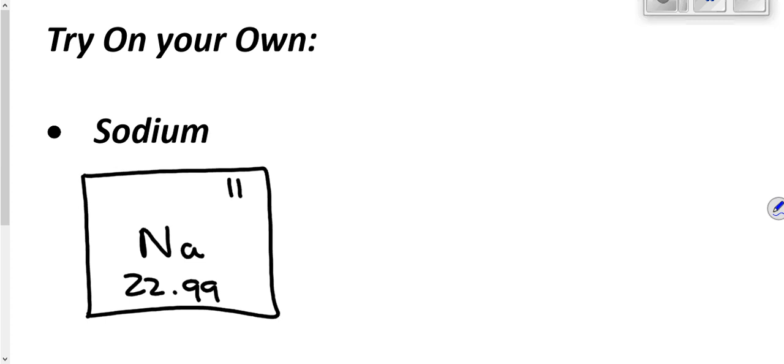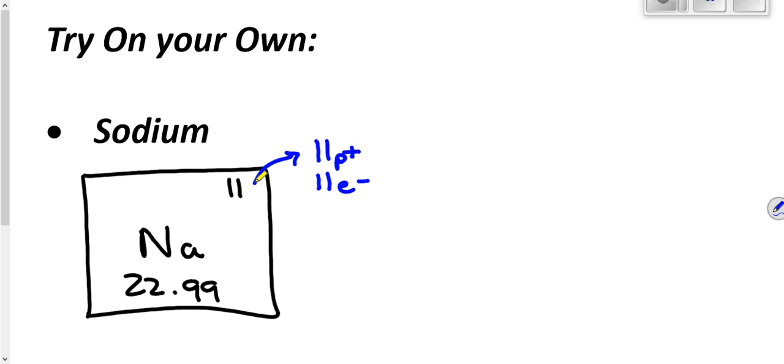Finding sodium on our periodic table, we can see its symbol is Na. That's because sodium has its symbol based on its Latin name, natrium. When we take a look at sodium on the periodic table, I can see that its atomic number is 11. This tells me I'm going to have 11 protons and therefore 11 electrons. The positives and the negatives will have to cancel.